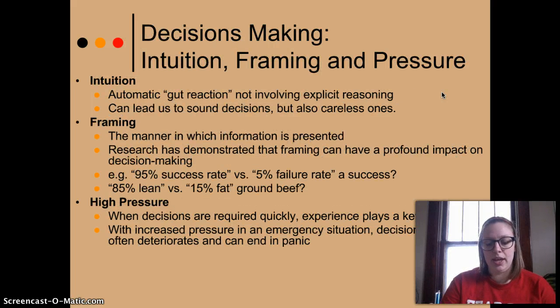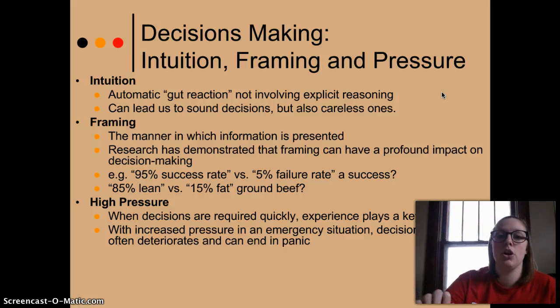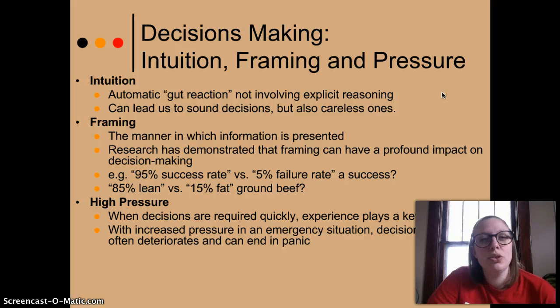Okay, decision making. So, your intuition, framing your decisions, and pressure all factor into decision making. So, intuition is your automatic gut reaction, not involving explicit reasoning. This is when I ask you to come up with a hypothesis, you're using your intuition for that. This can lead us to sound decisions, but also to incredibly careless ones, right? Framing, the manner in which information is presented. So, here's a good example.